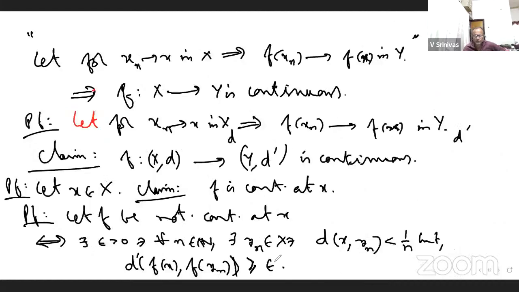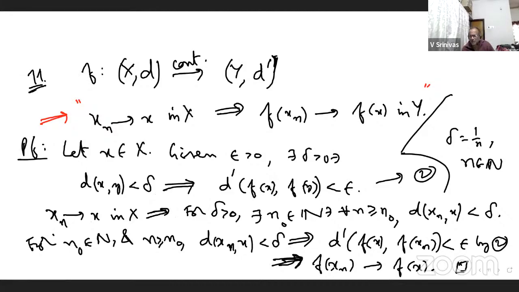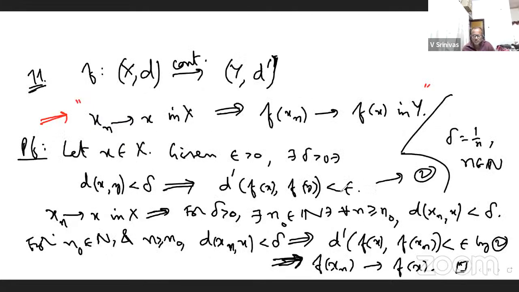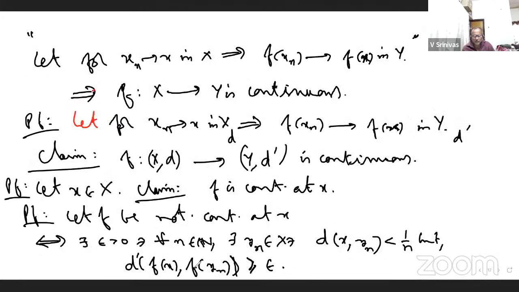So that's what I'm writing. There is an epsilon positive such that for all n belonging to natural numbers, there exists a yn such that d of x comma yn is less than delta, delta equal to 1 by n. But the negation of this is true, means d dash of f of x comma f of yn, in place of y I am taking yn, is greater than or equal to epsilon.